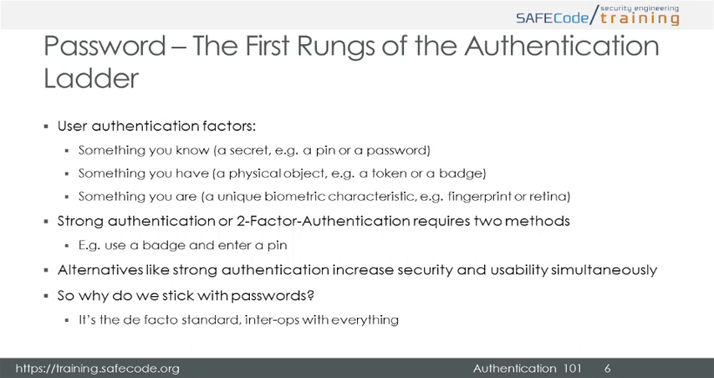Let's discuss user authentication factors, of which there are three forms. The something you know. This is a secret such as a password or a PIN number. The something you have, such as a physical token or security card. And lastly, the something you are. This is a unique biometric user characteristic, such as a fingerprint or retina.